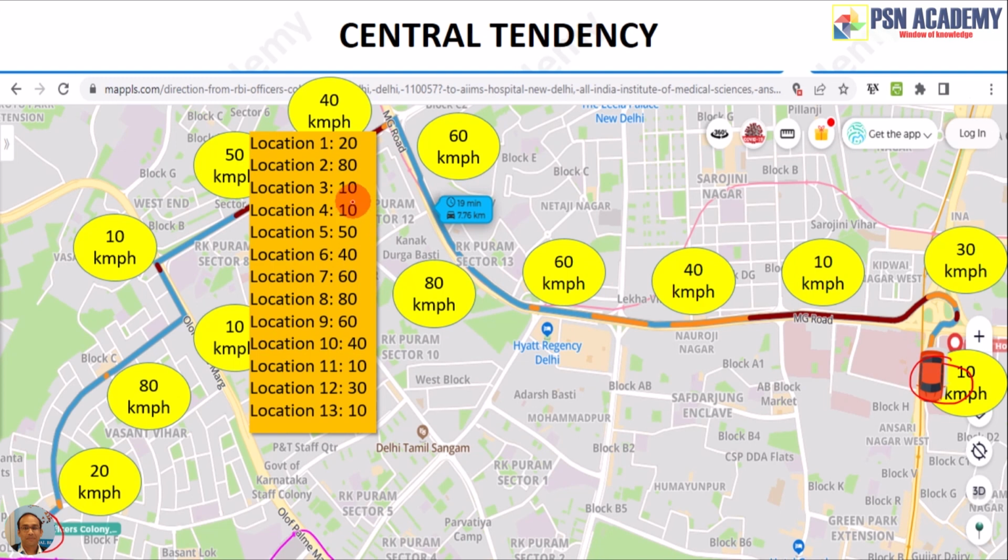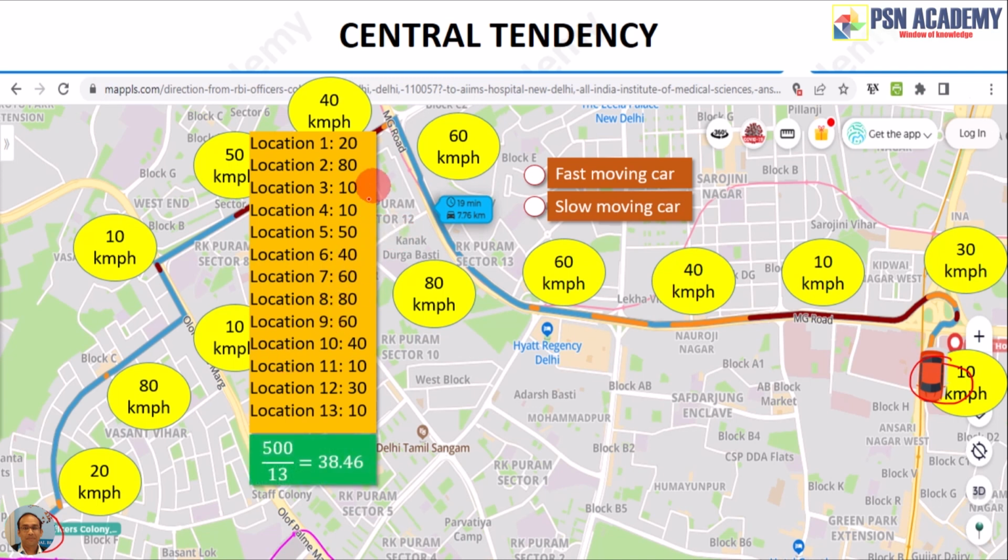Here is a chart of 13 locations where the data have been recorded, and if I ask you whether it was a fast moving car or a slow moving car, now by seeing these 13 different values of speeds, it is very difficult to find out whether the car was a fast moving one or a slow moving one. So what we can do is that you add these values, divide by 13, and you get 38.46. This we call average or mean. Now you can decide whether it was a fast moving car or a slow moving car.